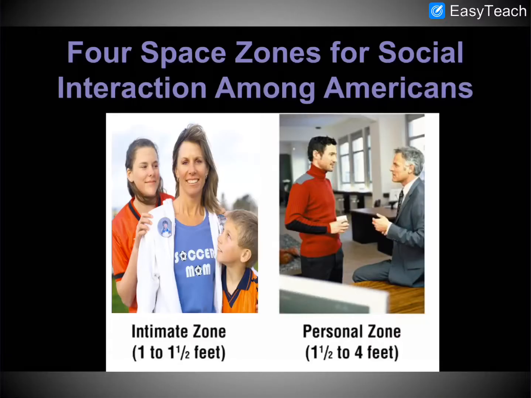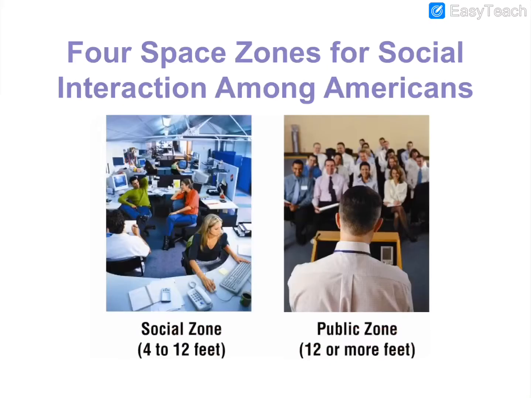They said there are four space zones for social interaction among Americans. There is the intimate zone, if you are closer, 1 to 1.5 feet. The personal zone is 1.5 to 4 feet. Space is also part of communication. Like the first time you meet your boyfriend or girlfriend, normally you will stay very far because you are a stranger. From far away we know, okay, you are actually a stranger. Space is also one of the non-verbal communications. Then we have the social zone, 4 to 12 feet, and the public zone, 12 or more feet.